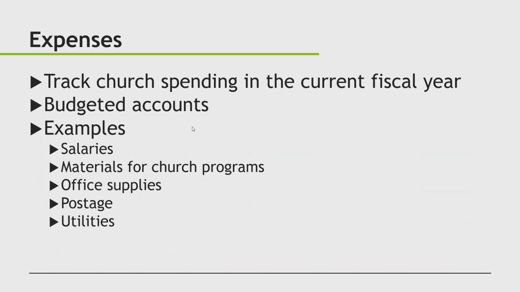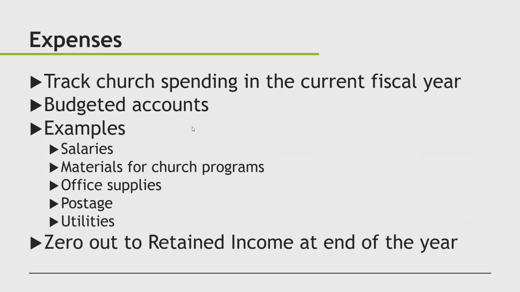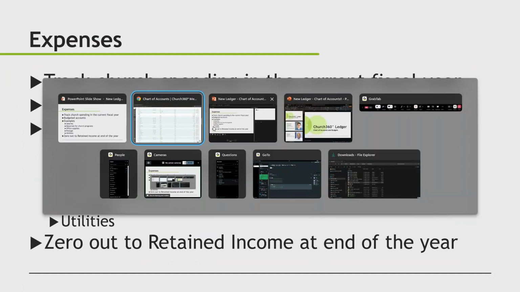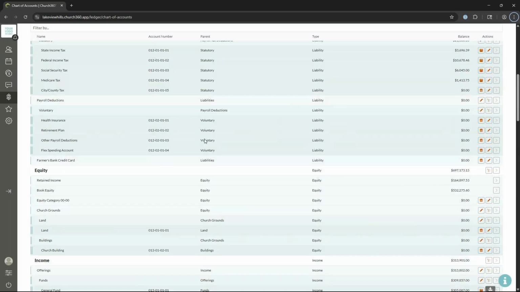Again, just like income accounts, these zero out to retained income at the end of your fiscal year. Because again, it's meant to track your spending on that particular item through your current fiscal year. So that's what an expense is for. Adding an expense works very similar to adding income.